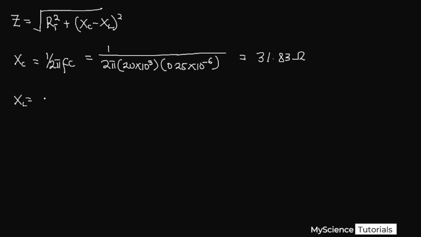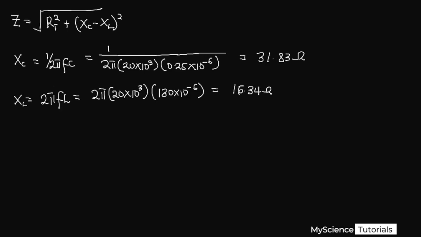Now the next thing I need to do is to find my inductive reactance. Inductive reactance is given to us by the formula 2 pi FL. This implies that we have 2 pi multiplied by frequency, which is 20 times 10 raised to the power 3, and then multiplied by the inductance of the inductor, which in our case is 130 times 10 raised to the power negative 6 as given in the question. Now if we multiply everything we have over here, we are going to have 16.34 ohms as our inductive reactance.